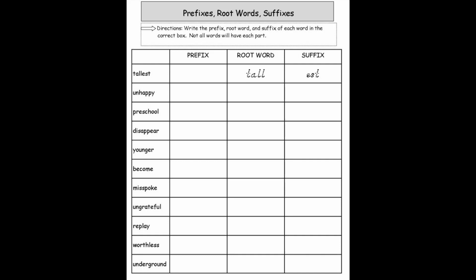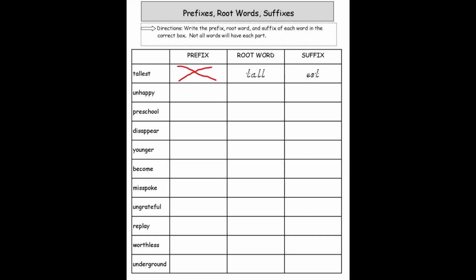So here's the activity I'm going to do for my demonstration for this video. As you can see, it's talking about prefixes, root words, and suffixes. Here are the directions. Write the prefix, root word, and suffix of each word in the correct box. Not all words will have each part. What they mean is that for this example here, tallest, you have tall as the root word and est as a suffix. So you're not going to fill in a prefix for that.